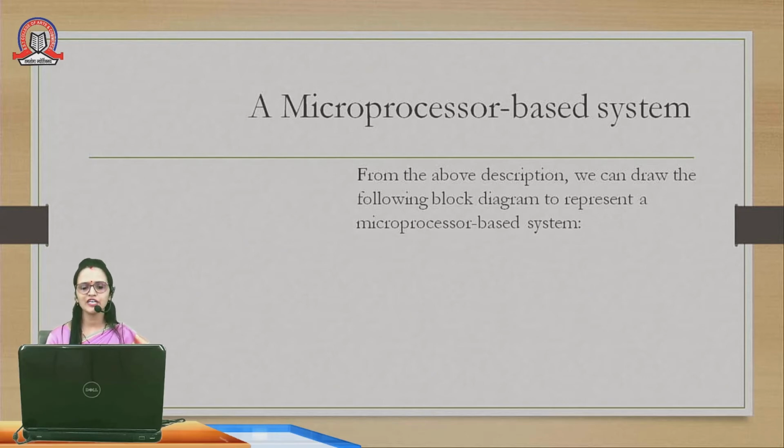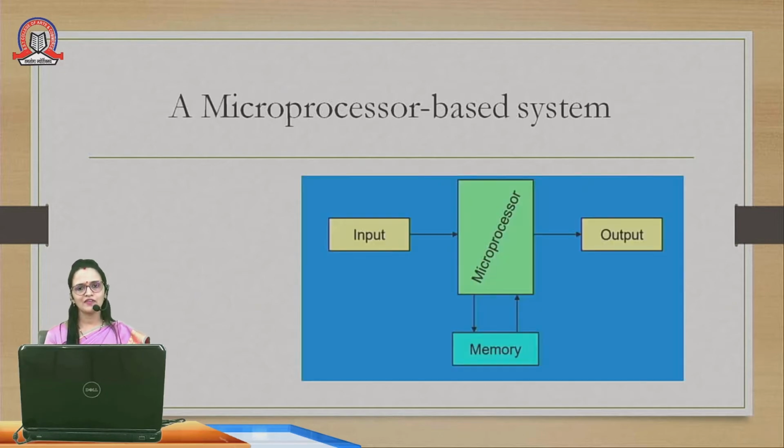Now, second, we have to discuss the microprocessor based system. From the above description, we can draw the following block diagram to represent the microprocessor based system. We see the microprocessor performs as a mediator: on one side input, on the second side output, and at the bottom, memory. The memory arrow is bidirectional. It means the memory flows: whenever we give an input to the microprocessor system, some output is written back, and the flow of the memory is the content of the data.